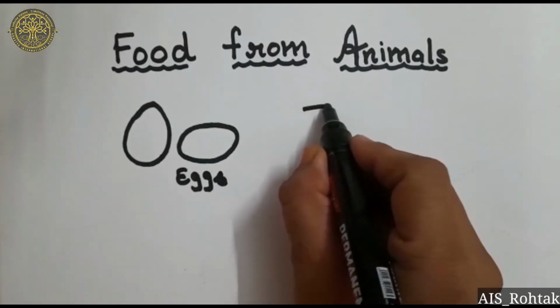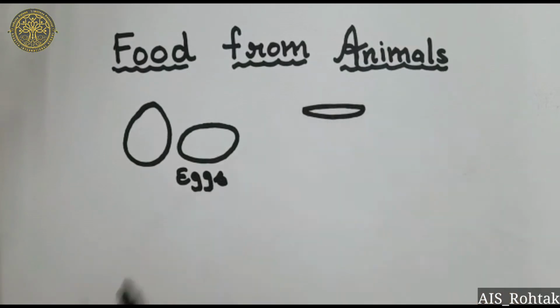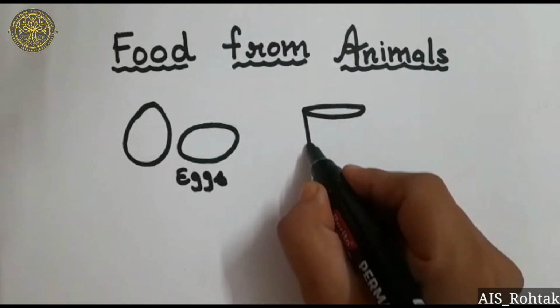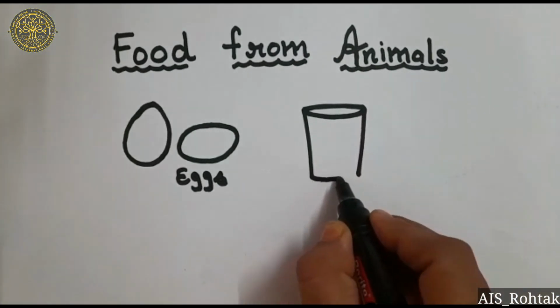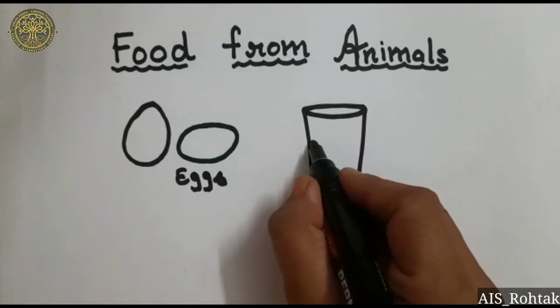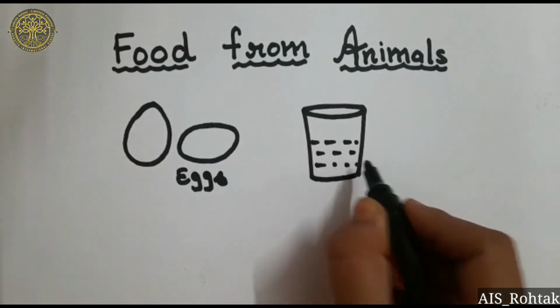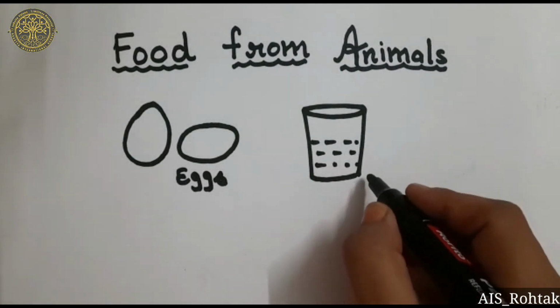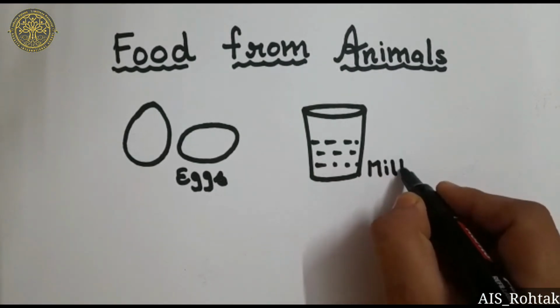Now draw one thin oval shape like this. Two slant lines and join it from the bottom side. Draw some sleeping lines in the glass. Our glass of milk is ready. We also get milk from animals.